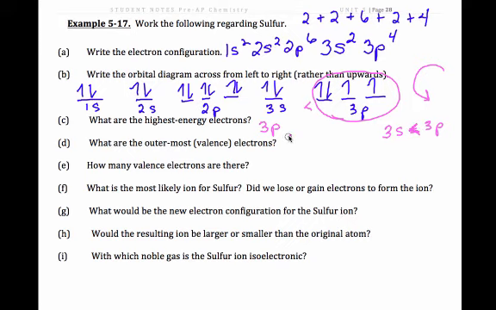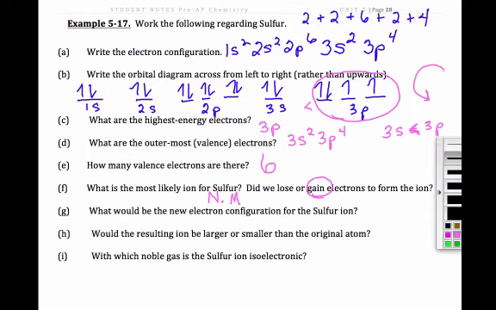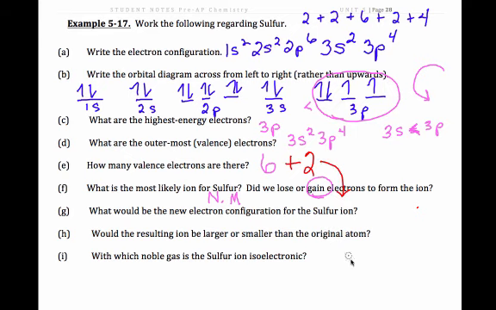Now the outermost, I would count both of them. 3s2, 3p4. So that gives sulfur in group 16 6 valence electrons. Since sulfur's a nonmetal, nonmetals are winners, and it needs to gain 2 electrons to be like the nearest noble gas. You would expect it to be a -2 anion.